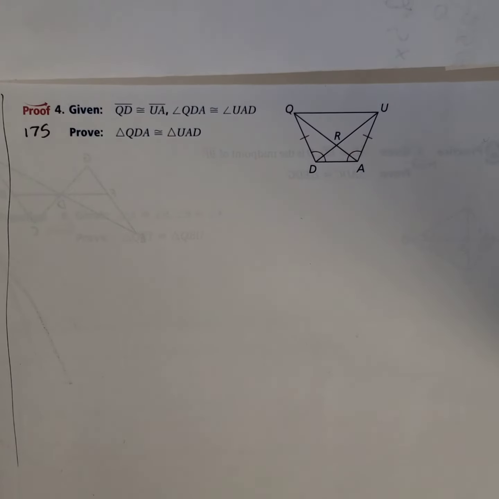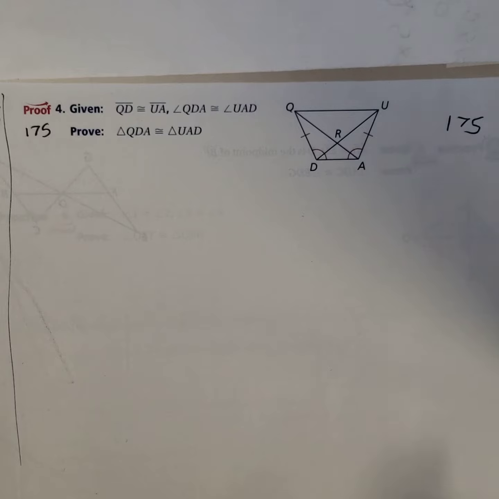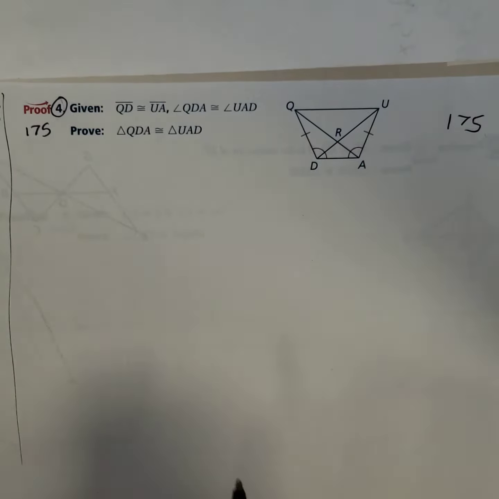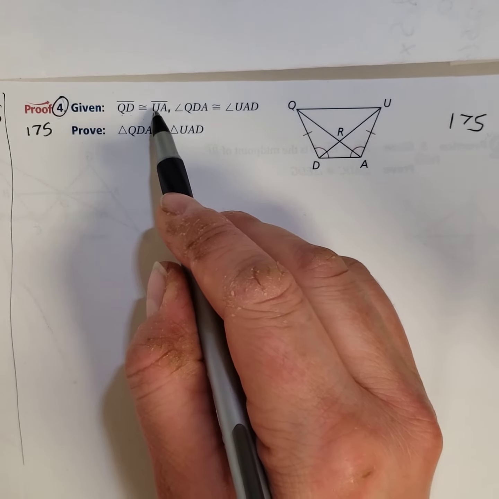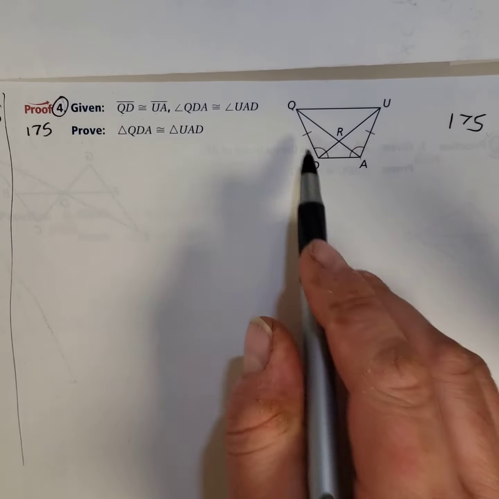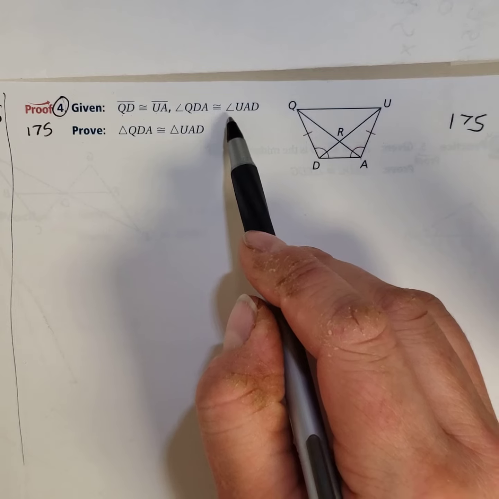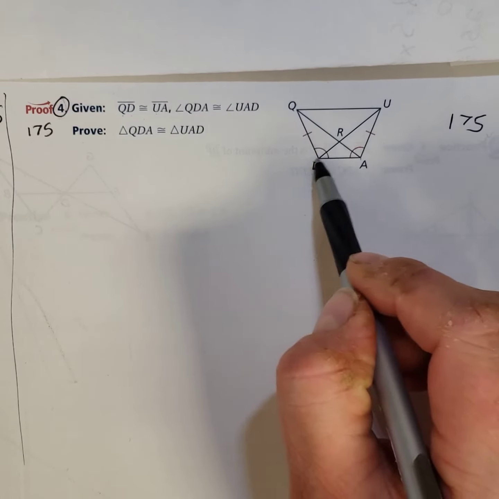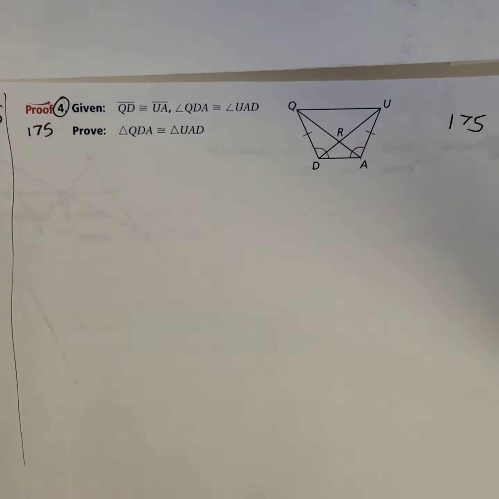Okay, this is IM2 and we are on page 175 and we are doing proof and problem number 4. So we are given that line QD is congruent to line UA. Those are both labeled for us. Angle QDA is congruent to angle UAD, also labeled for us.